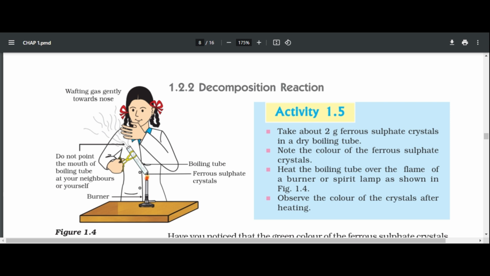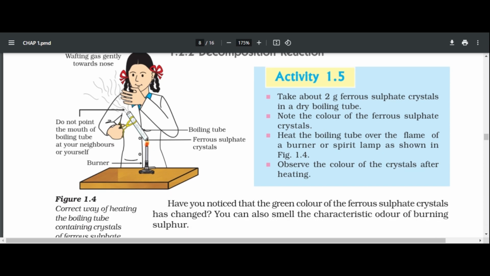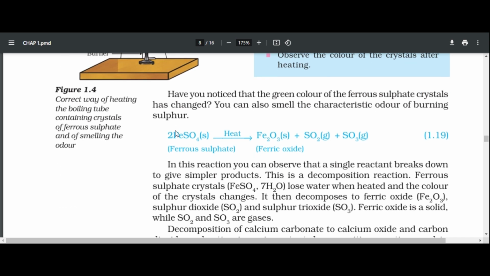1.2.2 Decomposition reaction. Activity 1.5. Take about 2 gram ferrous sulfate crystals in a dry boiling tube. Note the color of the ferrous sulfate crystals. Heat the boiling tube over the flame of a burner or spirit lamp as shown in figure 1.4. Observe the color of the crystals after heating. Have you noticed that the green color of the ferrous sulfate crystals has changed? You can also smell the characteristic odor of burning sulfur.